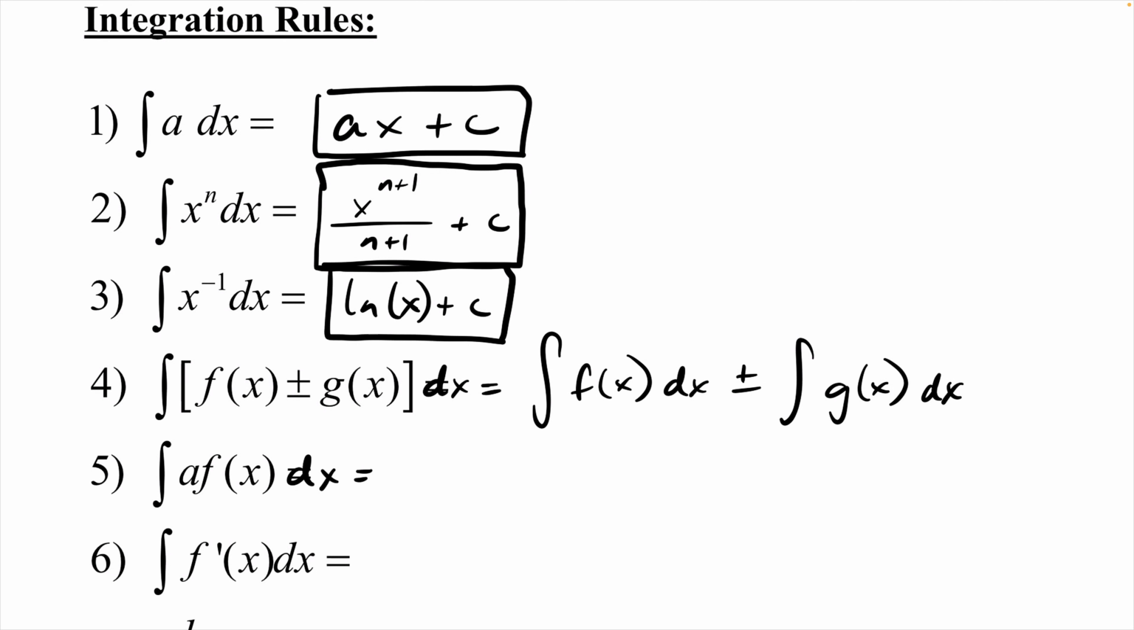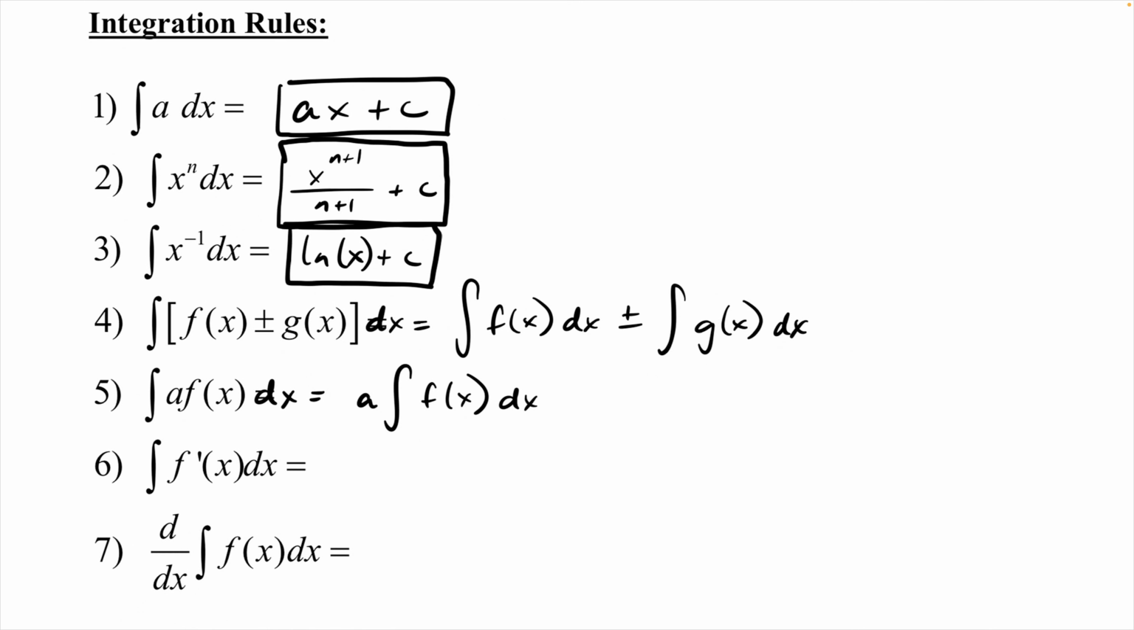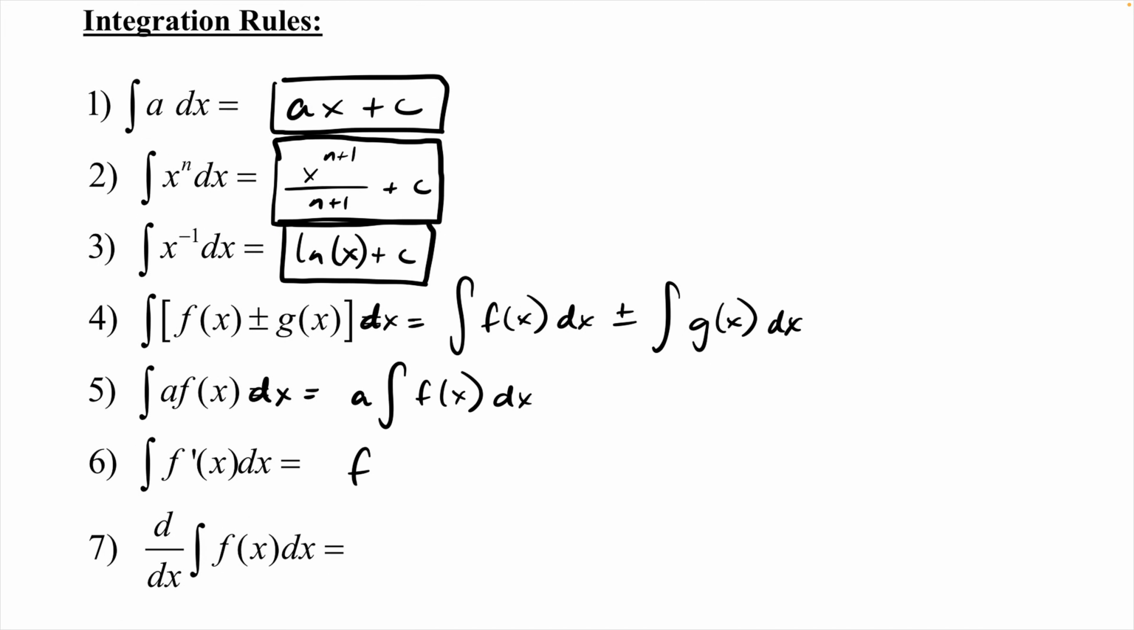Okay, so number 5, what if you have something times a function? Well, you can actually move that guy to the front and then do the antiderivative. Okay. Number 6, the antiderivative of the derivative. What do you think that is? Just f, yeah. It's saying take 2 steps forward, now take 2 steps back. Where are you? The original.